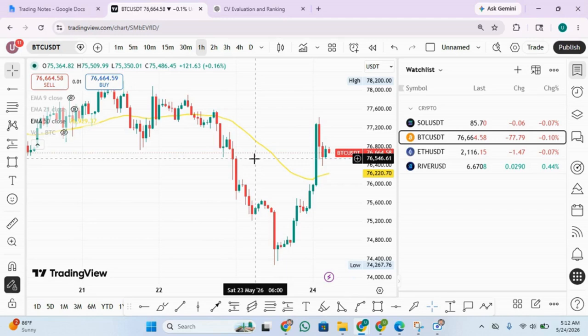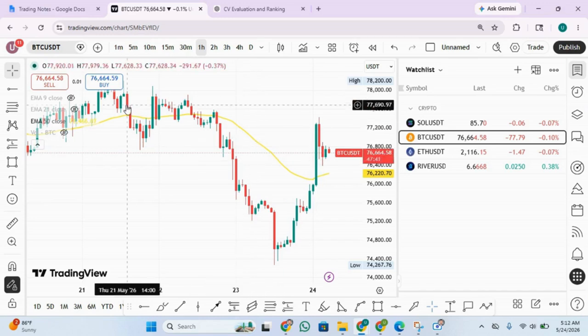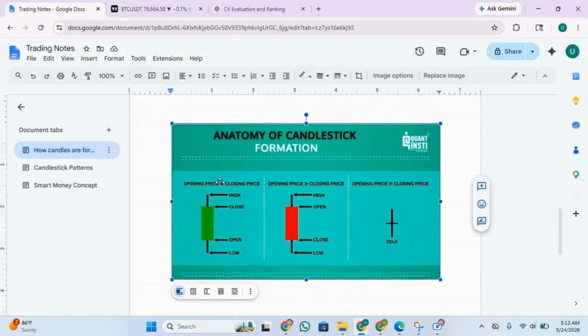So first let's do the anatomy of the candle, and then we will understand in upcoming lectures what each candle means. As shown here, there are two types of candle. The one is the bullish candle, the other is the bearish candle. The green ones are basically called bullish candles. In bullish candles, the market is moving up, which means that buyers are in, there is demand, and the market is moving up.